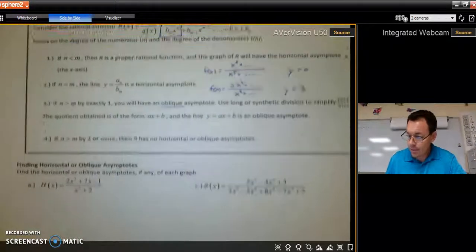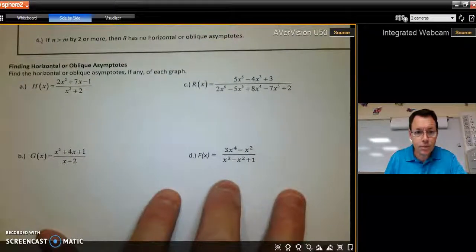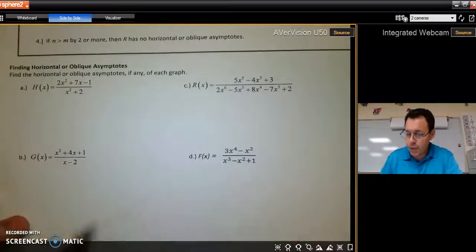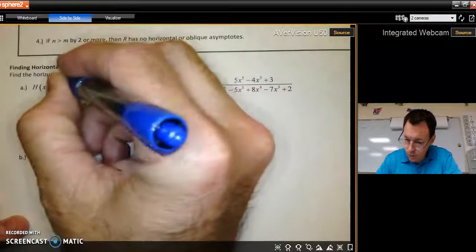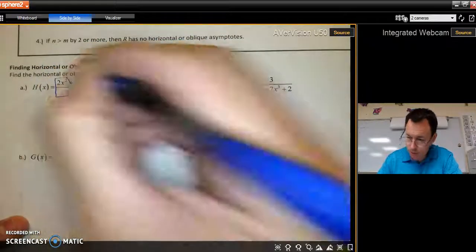On the bottom, I've got 4 examples here. So look at the first one. The first one says 2x squared plus 7x minus 1 over x squared plus 2. So all you're looking at are these two numbers right there.